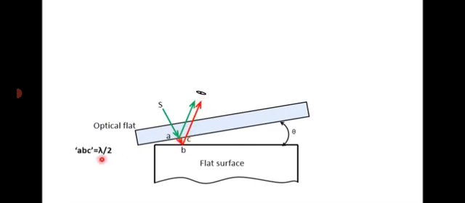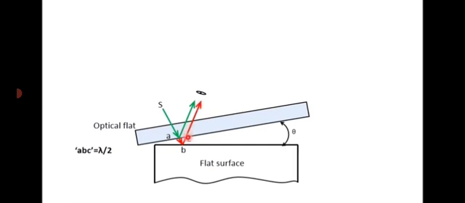If this length ABC is equal to lambda by 2 or any odd multiple of lambda by 2, where lambda is the wavelength of the monochromatic light, then complete destructive interference will occur and I am able to see a distinct patch of darkness termed a fringe.